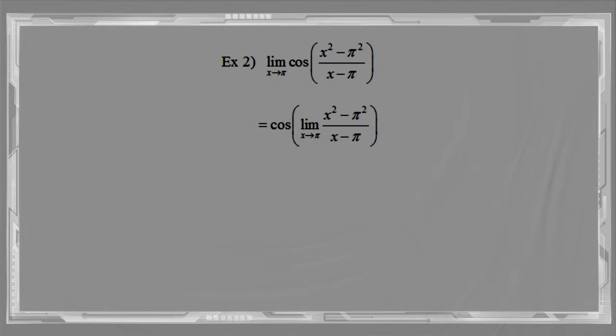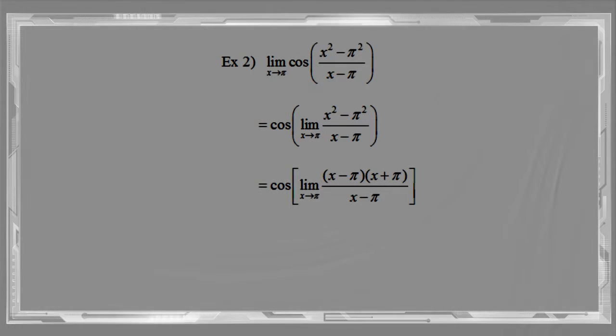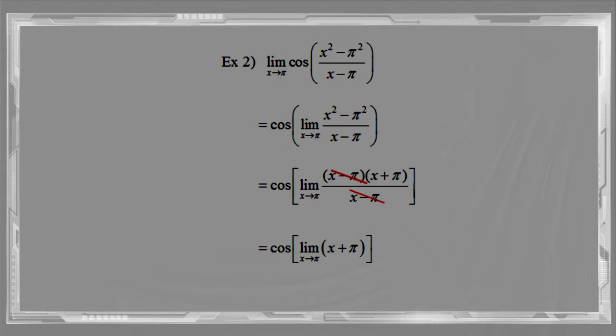Notice x squared minus pi squared over x minus pi does not exist at x equals pi because we get 0 in the denominator. So what we have to do is some algebraic steps to manipulate this so we can take the limit. Factoring x squared minus pi squared, we end up with the limit as x goes to pi of x minus pi times x plus pi over x minus pi. Now we can cancel the x minus pi's, and we're left with the limit as x goes to pi of x plus pi. Now we can use direct substitution, which gives us 2 pi. So our final answer is the cosine of 2 pi, which is equal to 1.